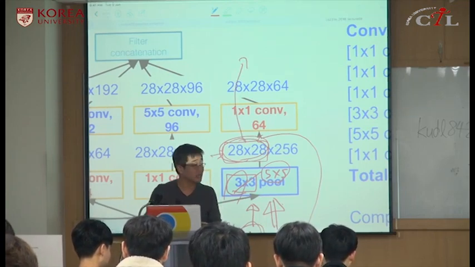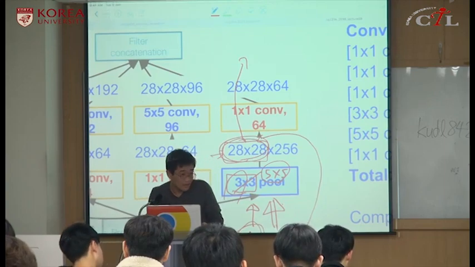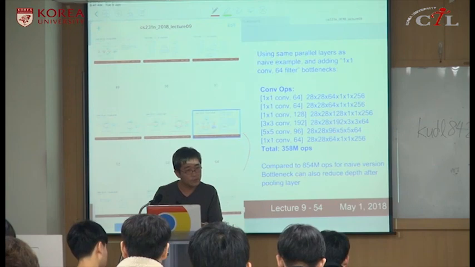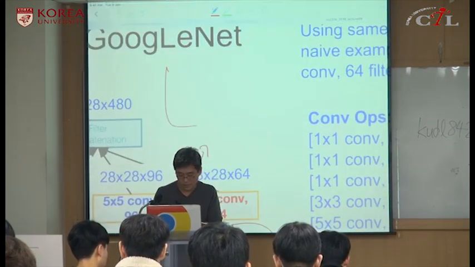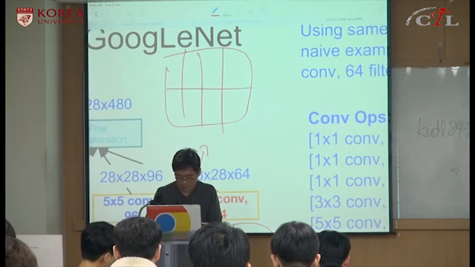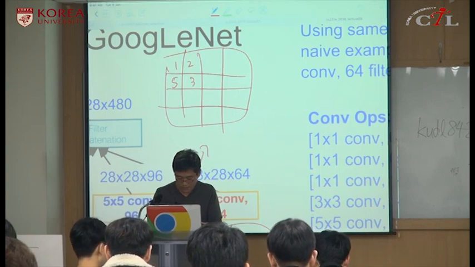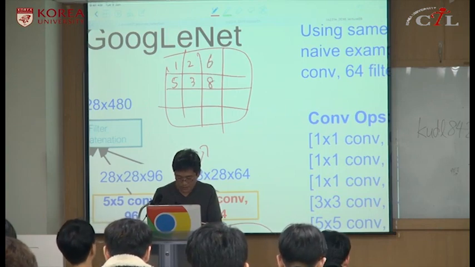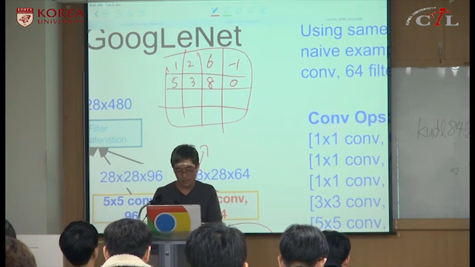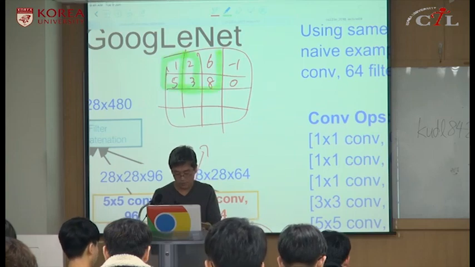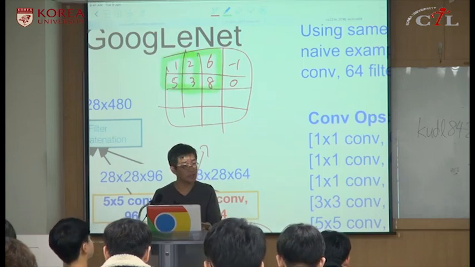Okay, so in this case, if we do the max pooling with the overlapping windows as a stride size of 1, what was the result? I think I have some examples before: 1, 2, 5, 3, 6, 8, and maybe -1 and 0. If we do the max pooling over here, it will produce 5, right? And if we do this max pooling, it will produce 8, right?